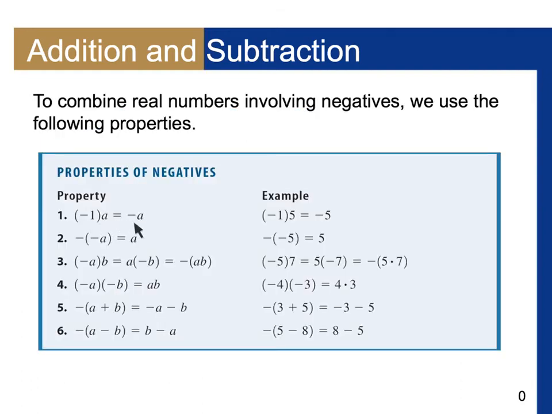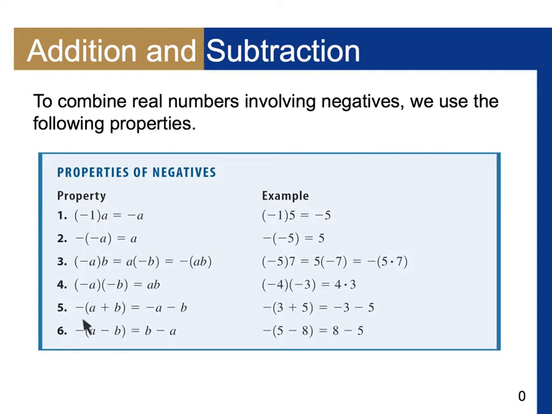Negative 1 times a is negative a. Here's an example. Negative a is just positive a, so think of negative 1 times a negative 1 as positive 1. Okay. If I'm taking a negative times a positive, I get a negative. If I take a positive times a negative, I get a negative. Okay. If I multiply 2 negatives, I get a positive.